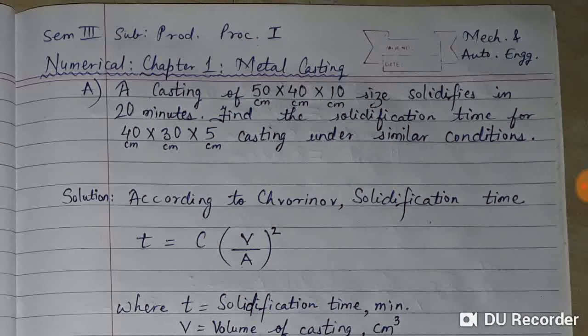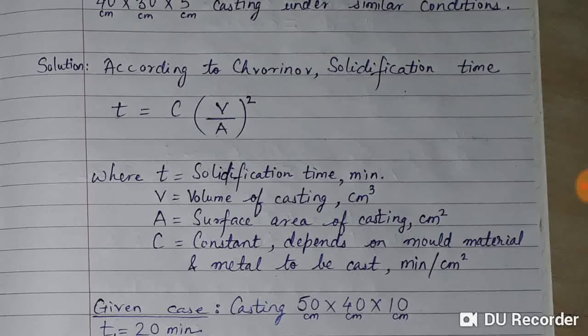So this question is regarding solidification time, and the formula for solidification time is as follows: T is equal to C into (V upon A) the whole square, where T is the solidification time in minutes and V is the volume of casting in centimeter cube. A is the surface area of the casting in centimeter square, and C is the constant which depends on the mold material and metal to be cast, and the unit is minute per centimeter square.